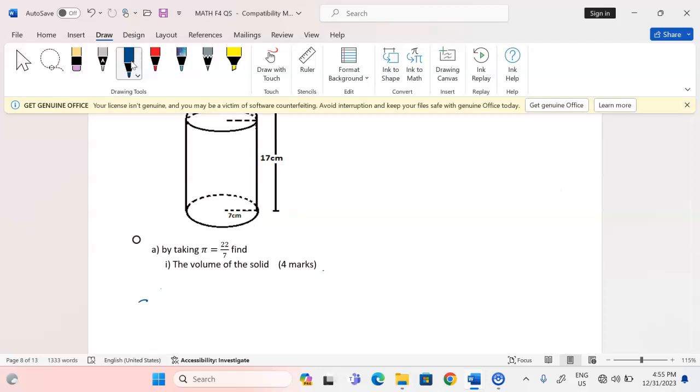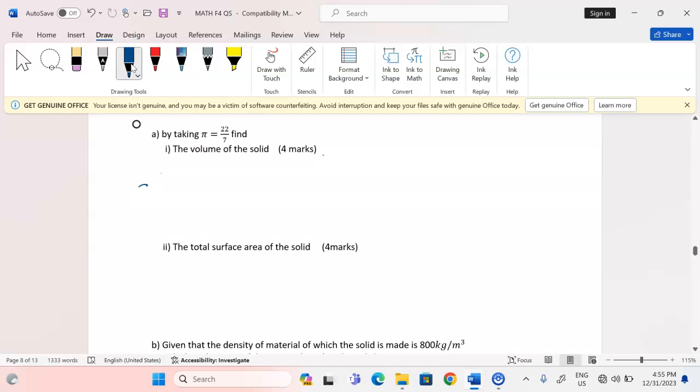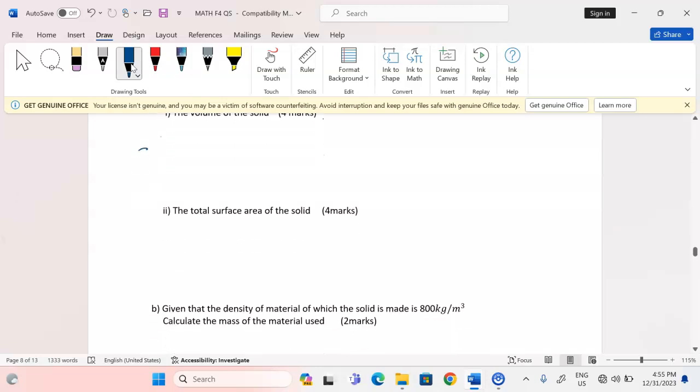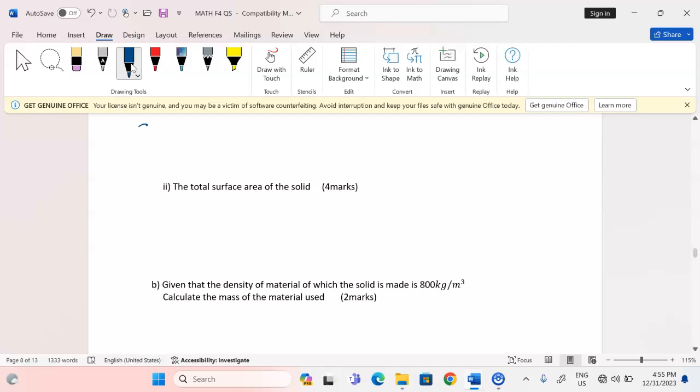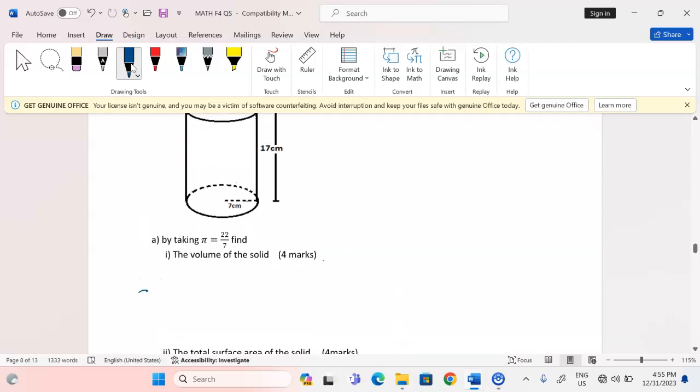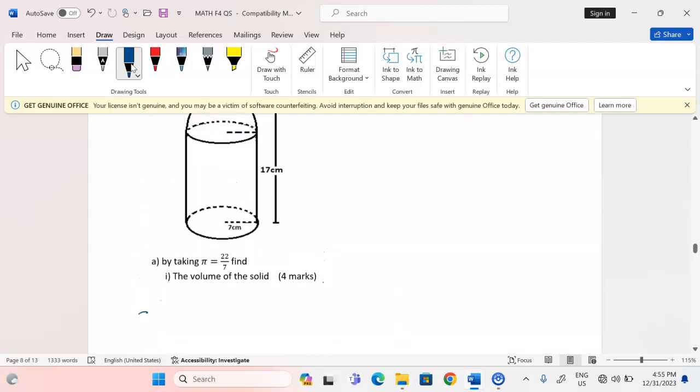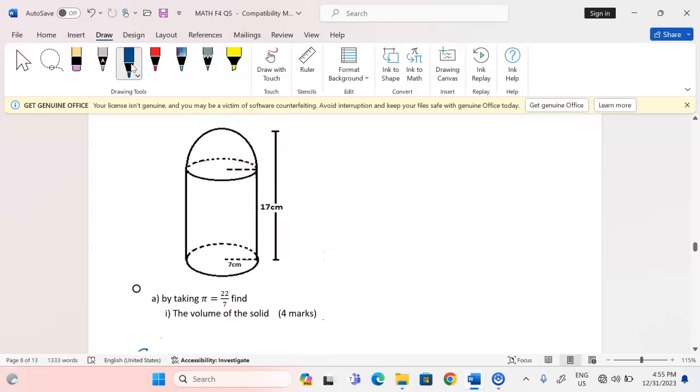Then we have part 1, which says the volume of the solid, and part 2, the total surface area of the solid. Then part 3, given that the density of the material which the solid is made is 800 kilograms per meter cubed, calculate the mass of the solid. So we're going to start with part A. But before we go to part A, let me analyze the diagram provided.